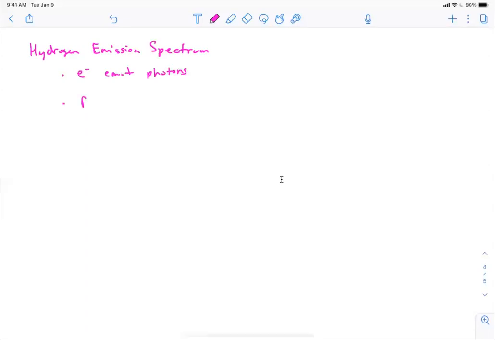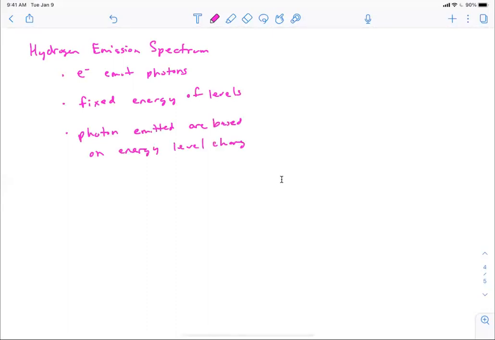There are fixed energies, fixed energy levels. Okay. And the photons emitted are based on energy level change. Okay. And it's always downward.